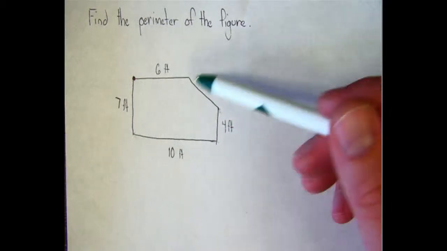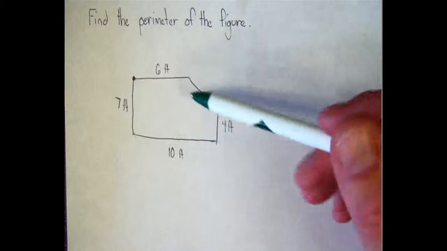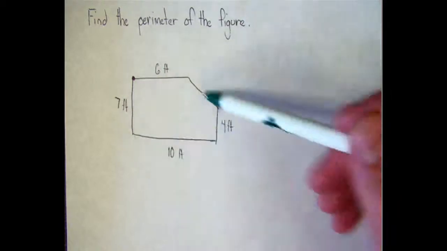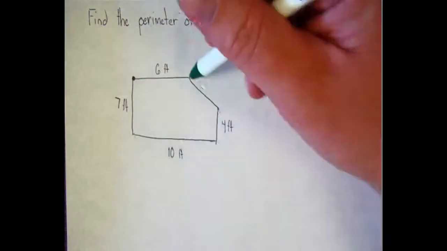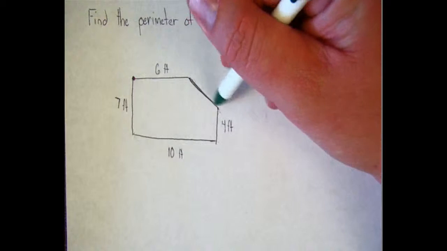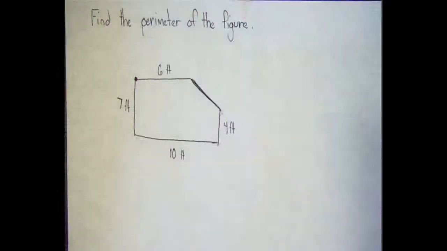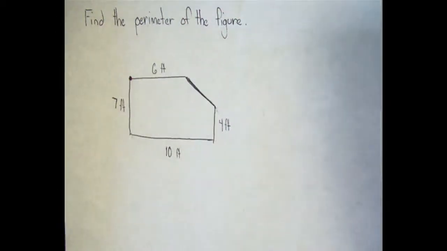what? We don't know the length of that right there. So in order to be able to go around and to add up all the lengths of these sides, we have to figure out how long this side right here is. And we can do that by using our knowledge of the Pythagorean theorem.